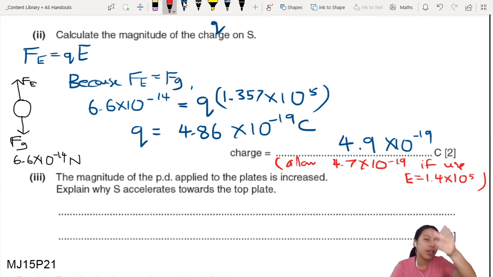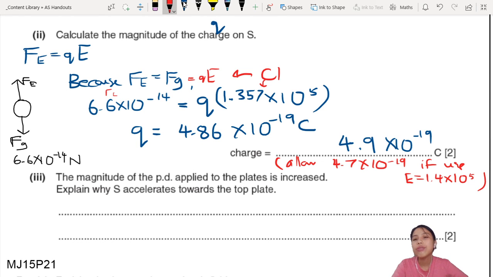2 marks, probably 1 for equation, 1 for final answer. And that is correct. The first mark comes from you rearranging this equation: Fe equals Fg, which equals QE. And then you try to calculate it either here or here. You show that you knew how to do that.